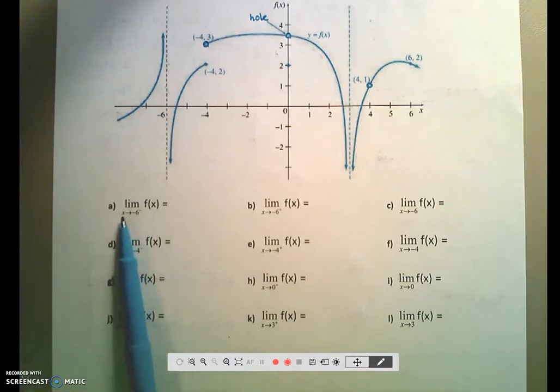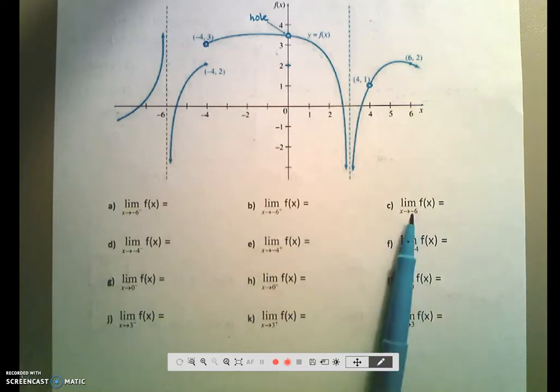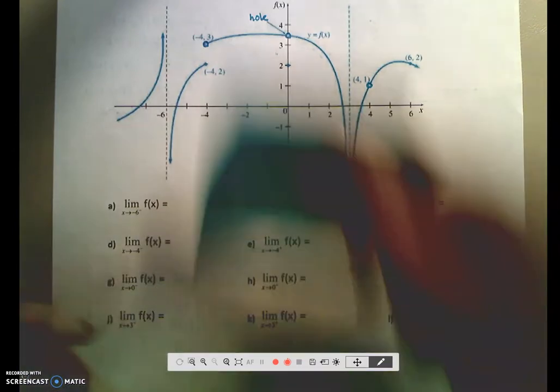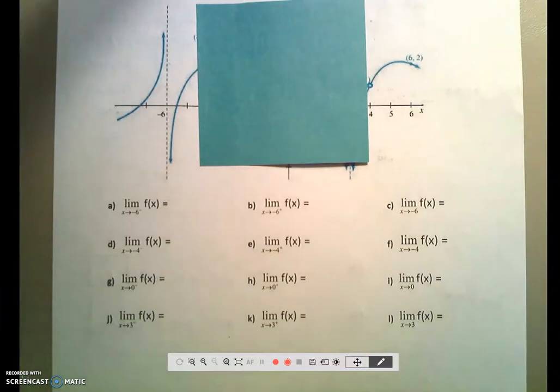This says, what is the limit as x approaches -6 from the left? Part B is what happens as you approach -6 from the right. And part C is what is it overall? And remember, you're only going to get an overall limit if the left and right sides can agree. So let's just hone in on -6. And so -6 is over here. I'm going to put a sticky note to cover the rest of the graph here. So we just want to focus on what's happening at -6. So ignore the rest of the graph, okay?